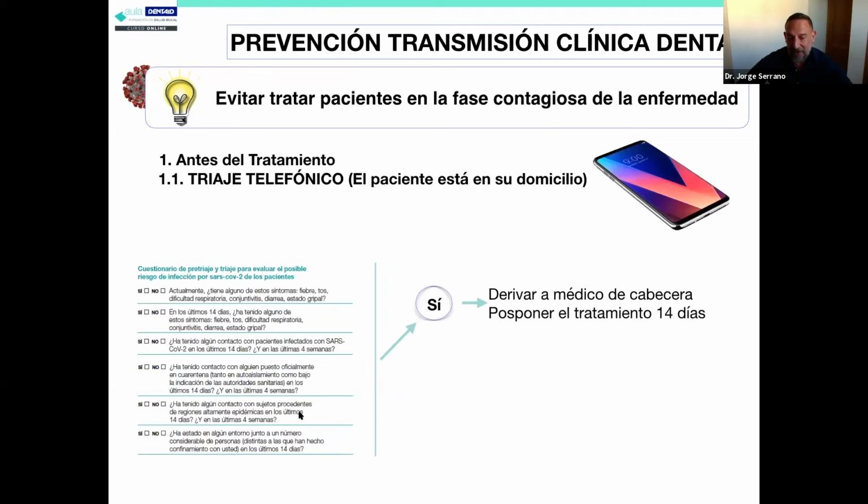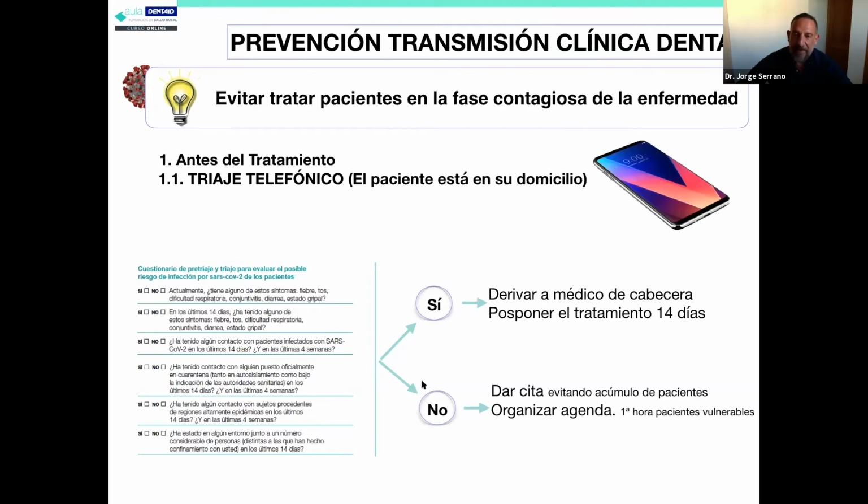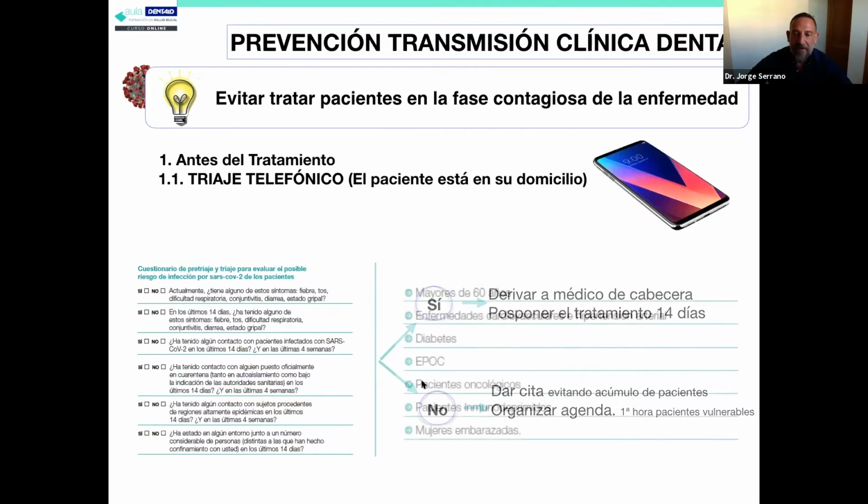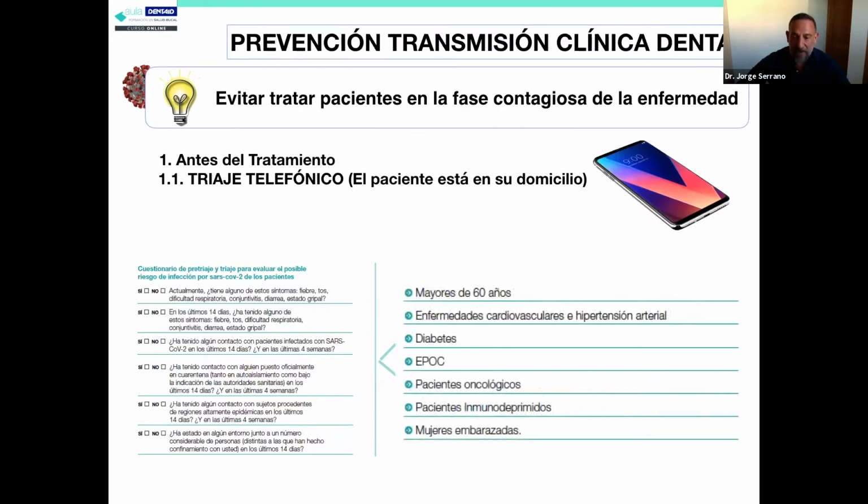There are some questions which I think don't make too much sense right now. Have you been in some areas of high risk? I mean, we have such a high transmission in all the areas that this question doesn't make any sense anymore. If they answer no to all the questions, okay, we will give them an appointment. We should schedule our appointments trying not to have too many patients at the same time in the waiting room. For example, it's better to give these appointments in the first part of the day to the more vulnerable patients.